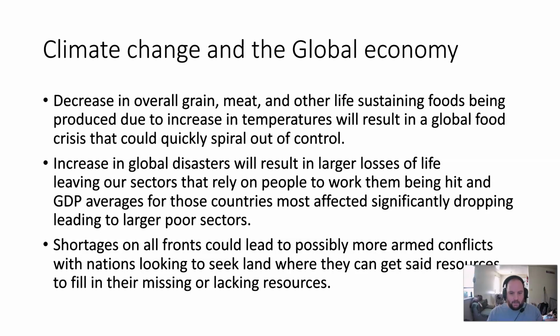Increasing global disasters will result in larger losses of life, leaving our sectors that rely on people to work them being hit, and GDP averages for those countries most affected significantly dropping, leading to larger poor sectors. So, like I stated, with the national level, this also happens on a global level. Look at India, look at China, look at the areas where these big major disasters are happening, mudslides, tsunamis, hurricanes, monsoons, major droughts, all of these things that are happening.